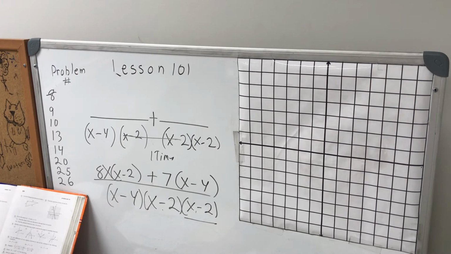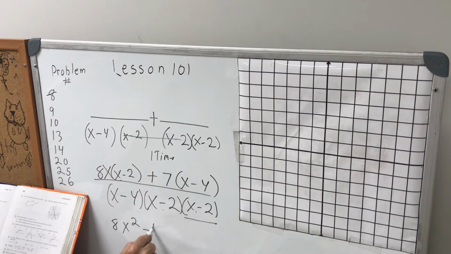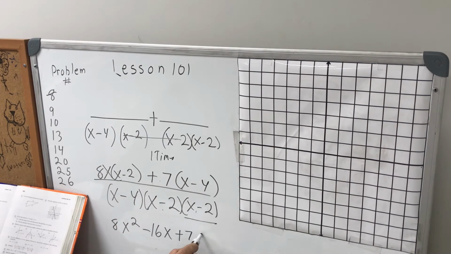Okay, I'm trying to think. Yes, we do need to do distributive property here now, so one more step to this. Here we go on this side: 8x squared. Y'all follow me on that? 8x squared, and 8x times that is negative 16x. And then we have positive 7x and a negative 28.